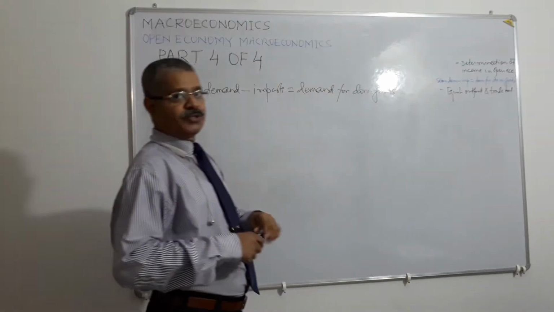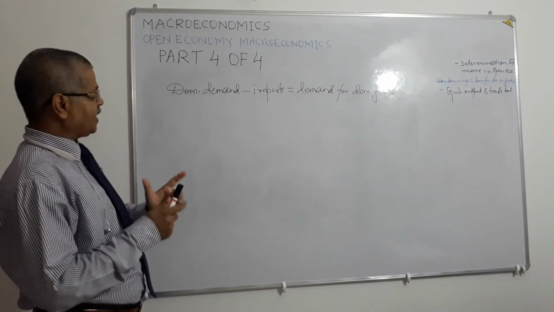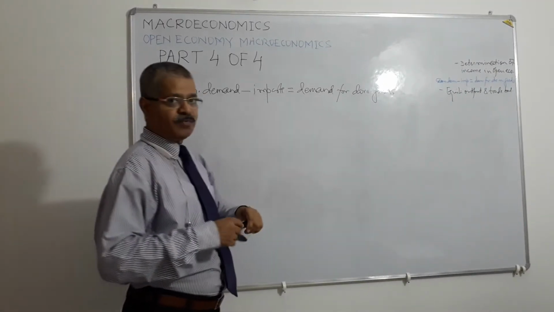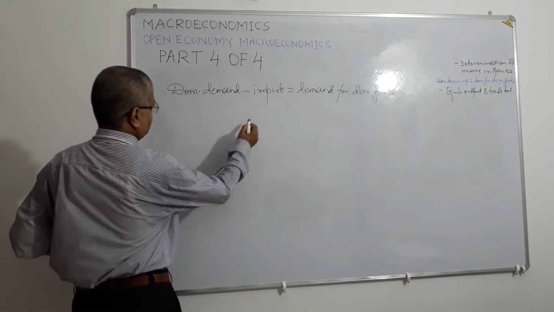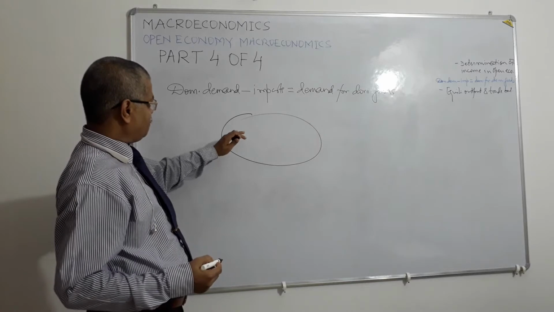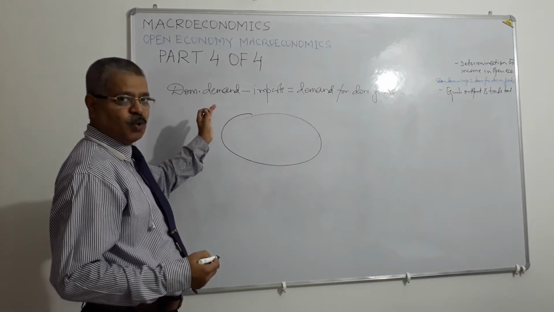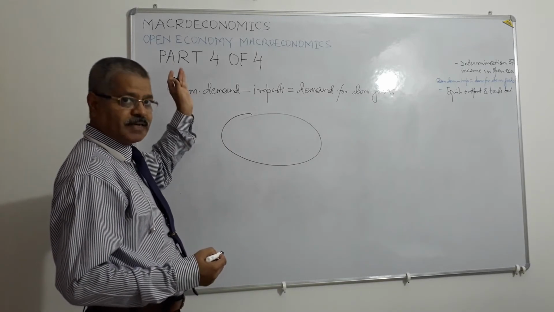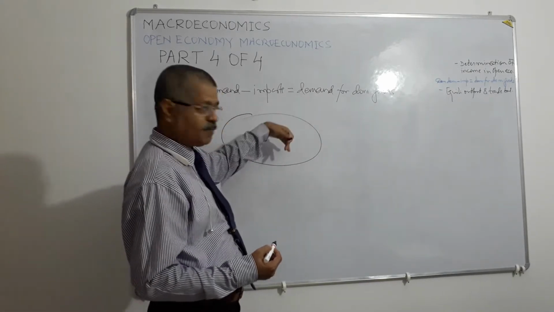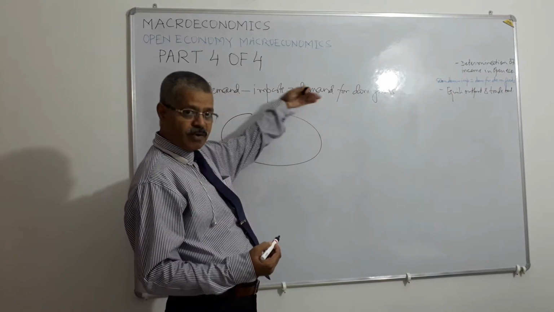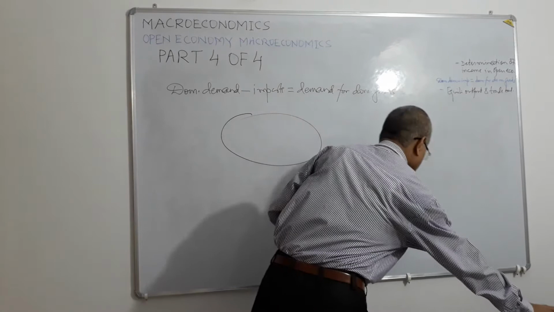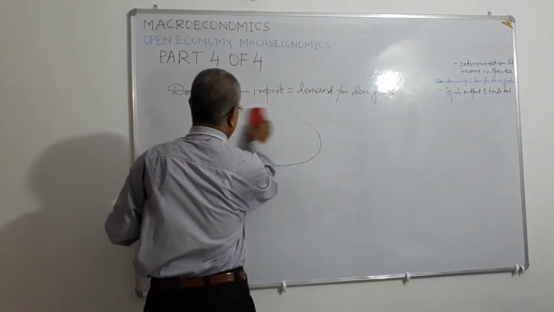Toward the end of part 3 of 4, we discussed that domestic demand minus imports is equal to demand for domestic goods. When we subtract imports from domestic demand, it is equal to demand for domestic goods. Because this is the circular flow of income, imports escape out of this flow because they go to some other country. And exports are injected into the circular flow of income because they come from a foreign country to our economy, right? So now we go ahead.